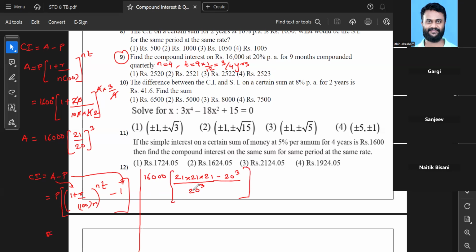Now this 20 cubed can be written as 20 multiplied by 20 multiplied by 20. So three zeros I'll just cancel. 1, 2, 3. Sir, can you repeat this step?